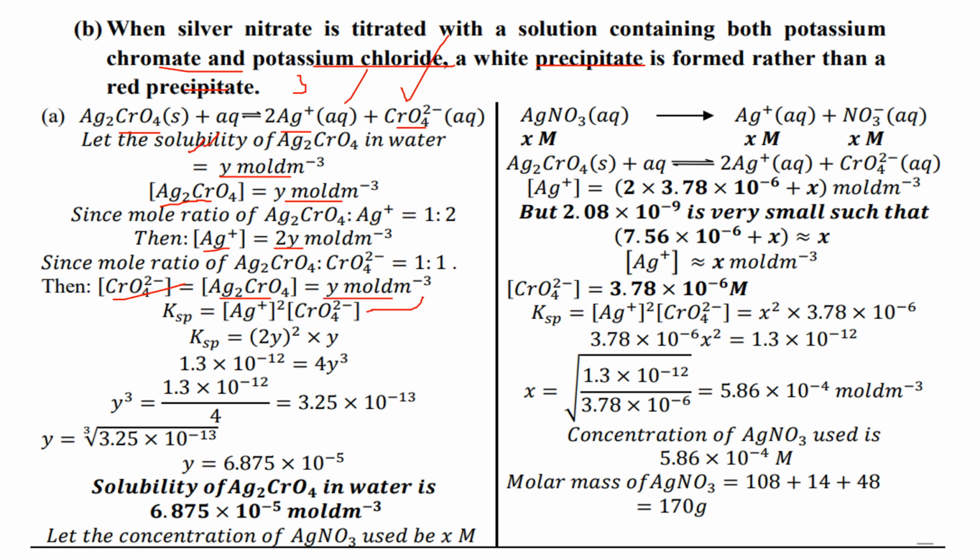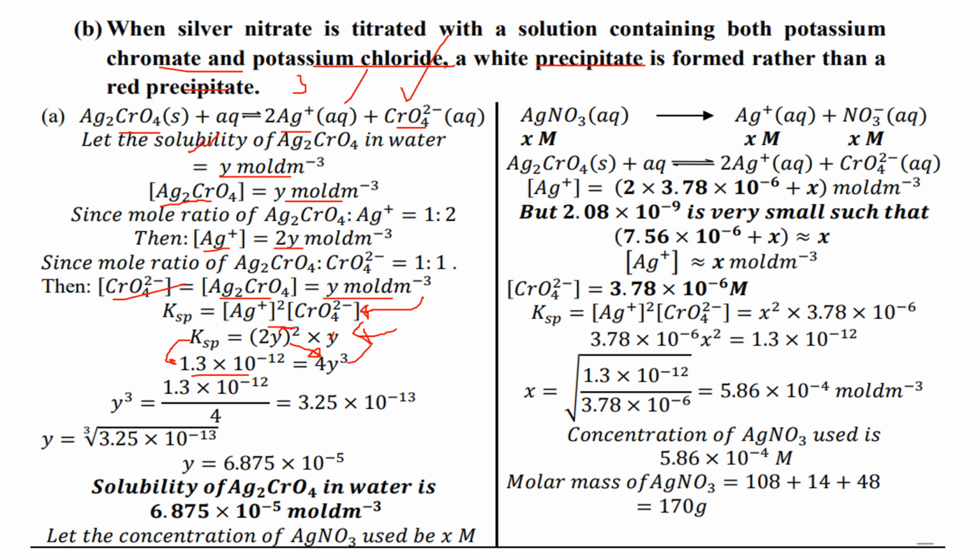So we write our expression for calculating solubility product of silver chromate. Then we substitute, and the solubility product was given as 1.3 exponential negative 12. So for substituting here, we are going to end up with 4Y cubed, because this square multiplies this 2 and also it multiplies this Y. So you end up with 4Y squared. 4Y squared times Y, you end up with 4Y cubed.